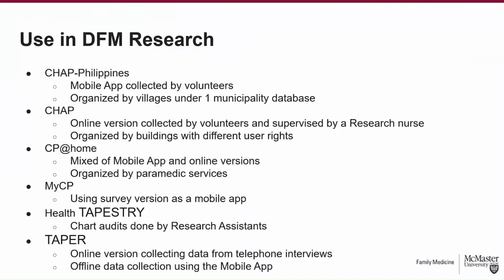In CP at Home, we're using a mix of mobile app and online versions depending on whether or not they have 3G access. For example, in one of our sites, they have consistent 3G access, and they prefer using the online form because there are some issues sometimes with the mobile app. But again, if we limit the complexity of the questionnaire, it works well. And it's organized by paramedic services. That's where the data access groups come in: York, Simcoe, Halton, all of them have their own data access groups, but they dump their data into one big database.